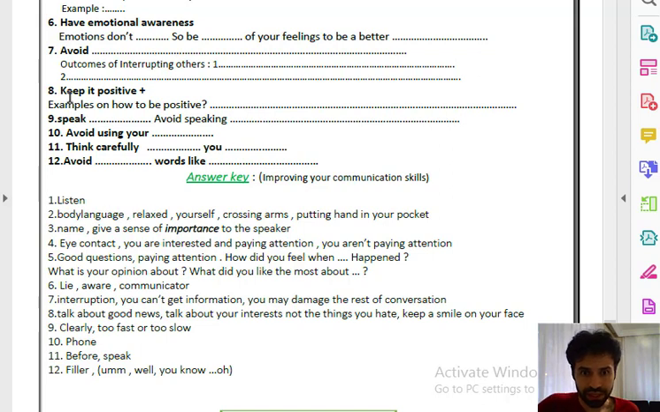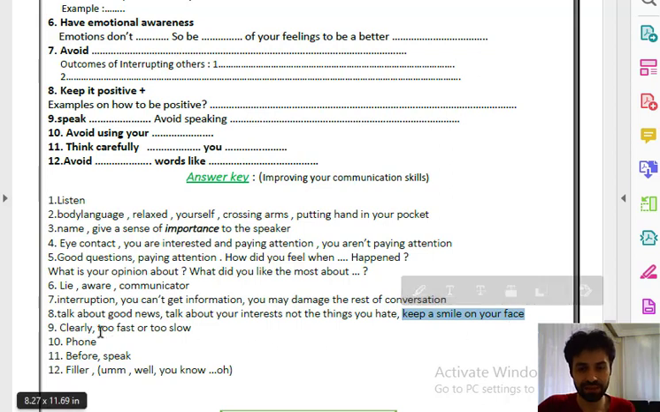Next one, number eight, is keep it positive. Examples of how to keep positive are: talk about good news, talk about your interests, talk about the things you like, not the things you hate, and keep a little slight smile on your face.